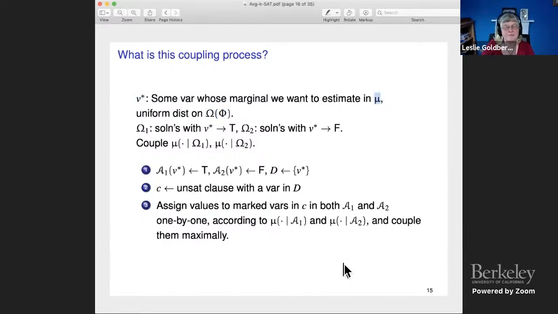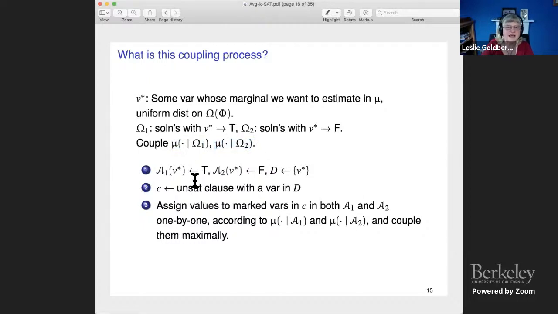All right, so what am I going to do? I want to estimate the marginal. And I could consider the probability that this variable could be true or it could be false. And I could look at the set of solutions conditioned on those two things. And the coupling process that's relevant couples the uniform distribution conditioned on v star being true with the uniform distribution conditioned on v star being false.